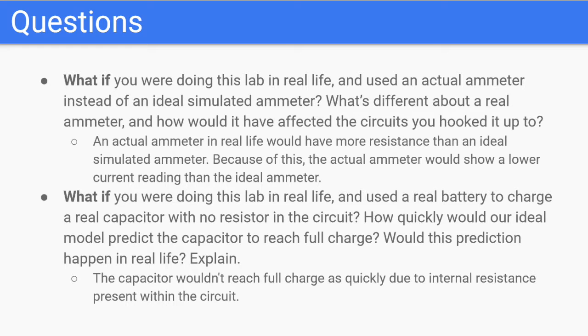Question 2. Our ideal model would predict the charging of the capacitor to occur instantly, but this would not be the case in real life because there would be internal resistance in the real battery, capacitor, and wires. This would result in a non-zero resistance in the circuit, increasing the time to charge the capacitor.